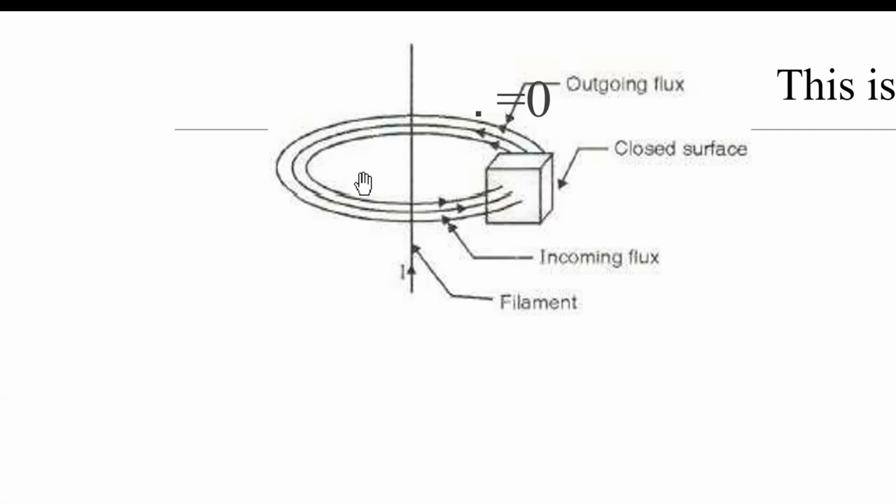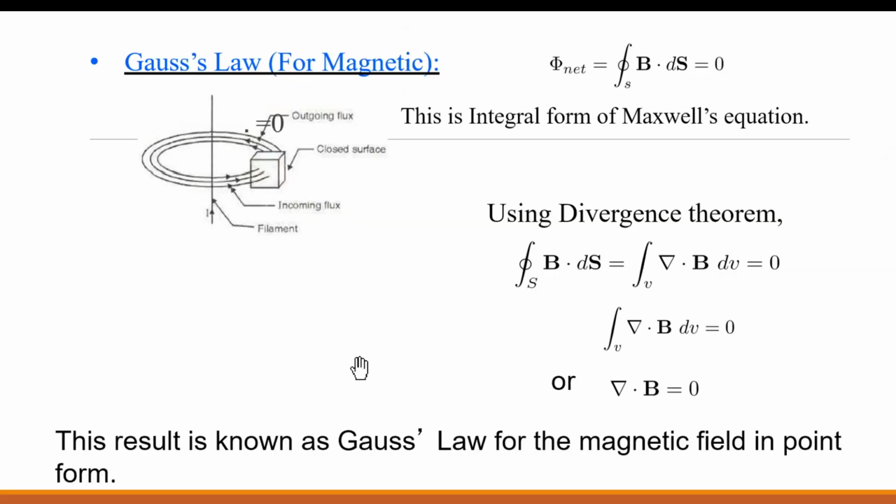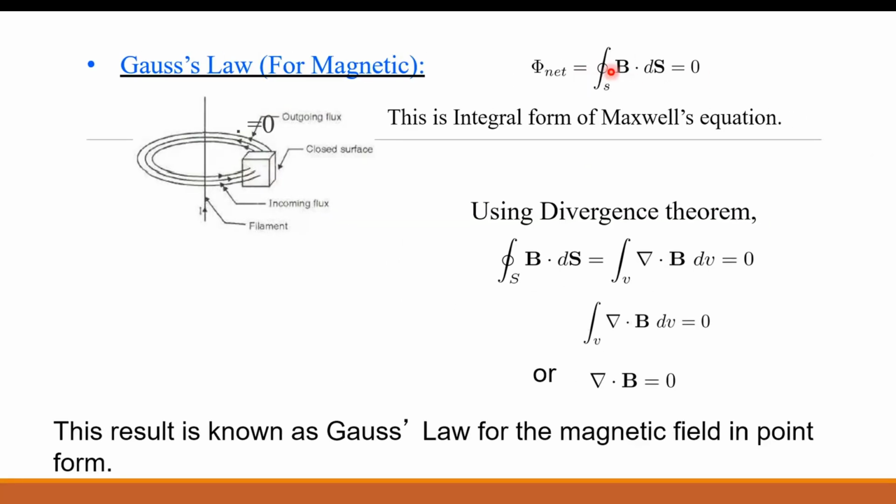So this field is in circular form. So if we place a volume like this, then whatever flux enters into the volume, that much amount of flux should leave the volume, right? So hence this closed integration is equal to 0.